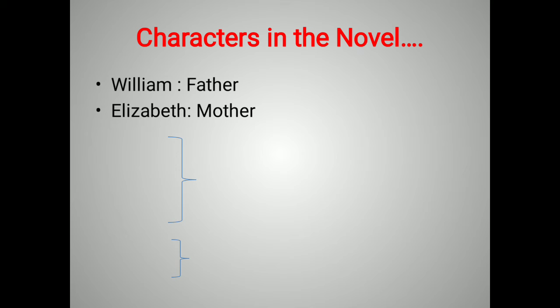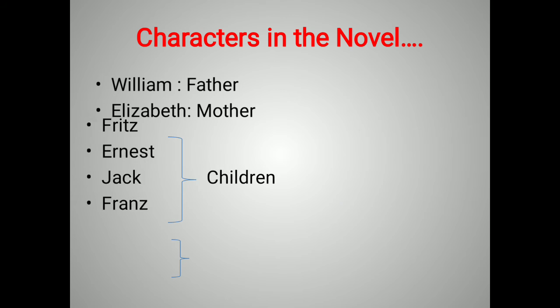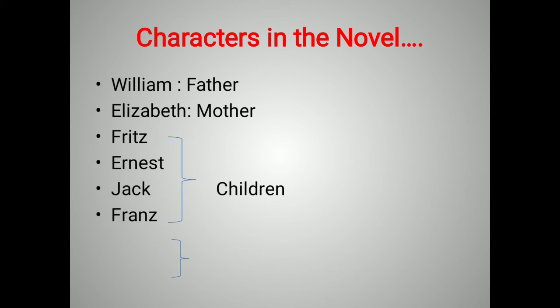Now we're going to discuss all four children. Let's see. The first one is Fritz. Fritz is the oldest of the four boys. It means he's the elder son of William and Elizabeth. The second one is Ernest, the second oldest of the boys. The next one is Jack, the third oldest of the boys. And the last one, the youngest son of William and Elizabeth, is Franz. Remember all these children by their chronology: Fritz, Ernest, Jack, and Franz.